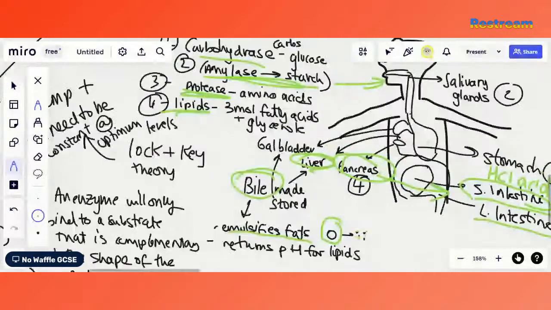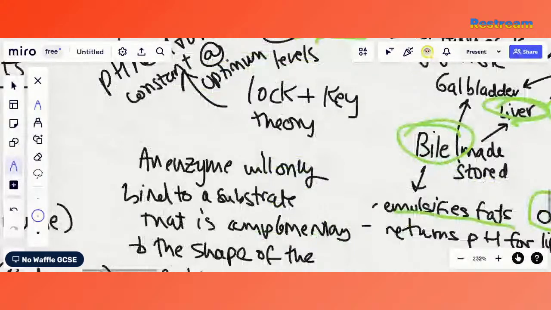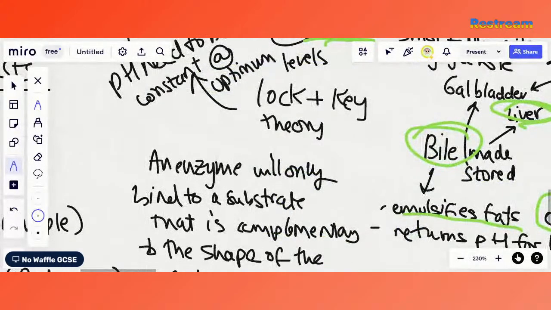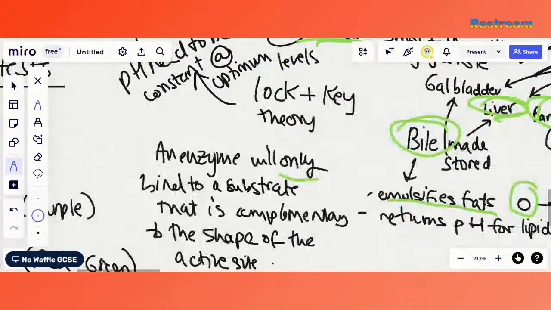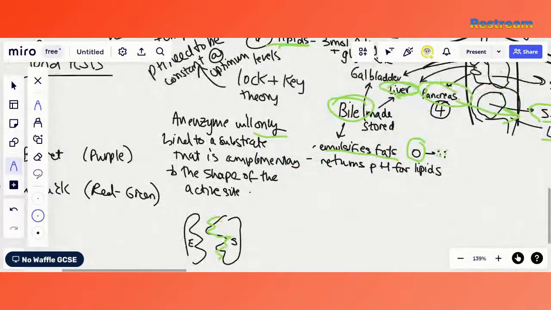So enzymes are biological catalysts that increase the rate of the reaction without being used up. And the lock and key theory states that an enzyme will only bind to a substrate, which is whatever it's breaking down, as long as it's complementary to the shape of its active site. So if the substrate had a different shape, then it would not be broken down by the enzyme. Therefore, we can call enzymes specific.